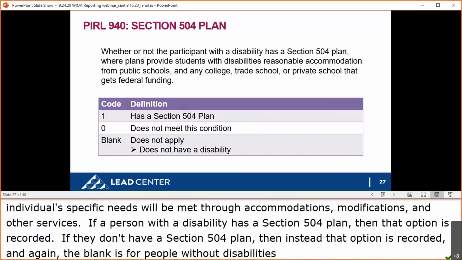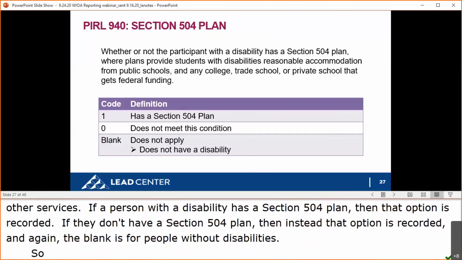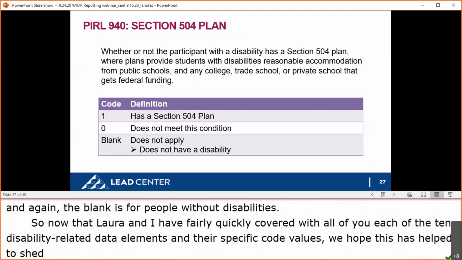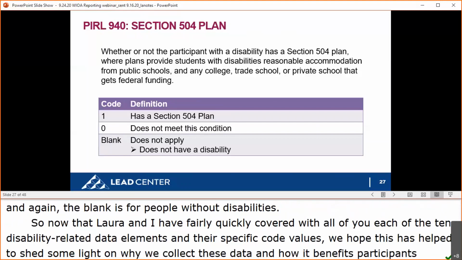So now that Laura and I have fairly quickly covered with all of you each of the 10 disability-related data elements and their specific code values, we hope this has helped to shed some light on why we collect these data and how it benefits participants with disabilities and programs. Laura, I'm going to turn it back to you.